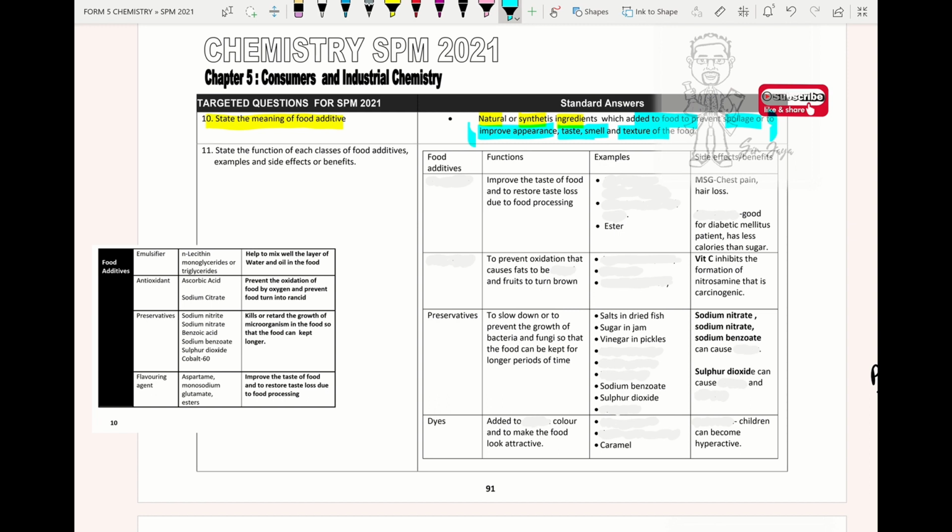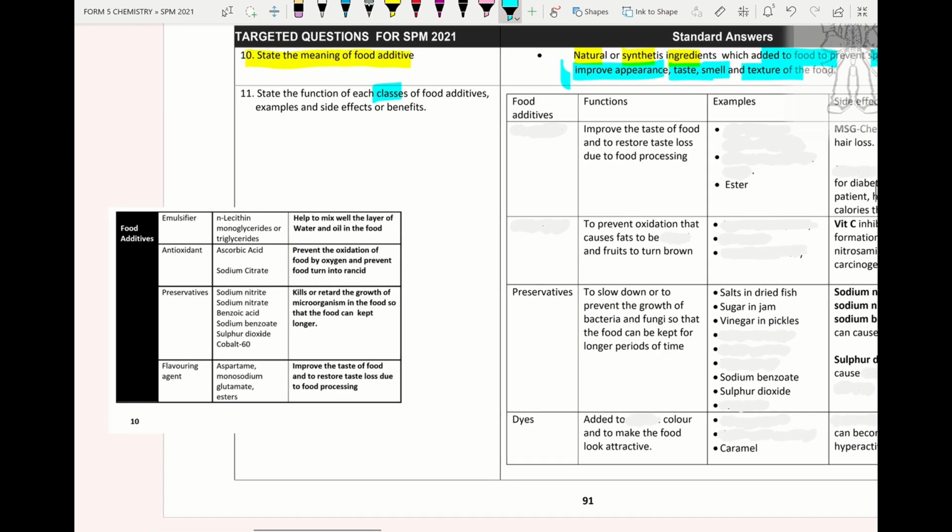All right, we move on to the examples of classes of food additives. We have a few examples. Please remember emulsifier helps to mix two immiscible liquids like oil and water, and prevents the separation of oil and water in the food so that the food looks more attractive. And please remember egg lecithin or soy lecithin.